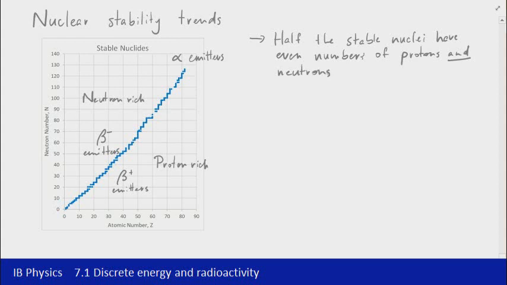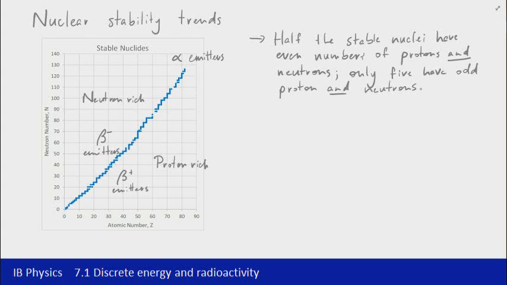And to put that into perspective, only 5 have both odd numbers of protons and neutrons. So you can see the fact that there's something about even numbers that's important. Anything that has both odd protons and neutrons is generally not going to be stable.